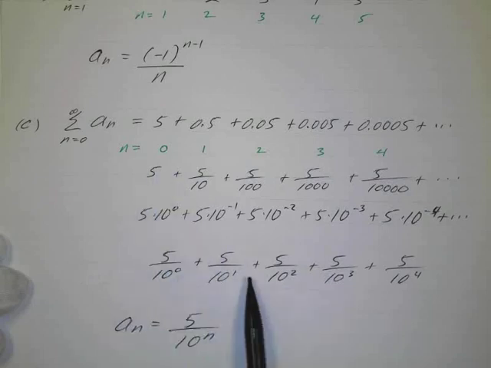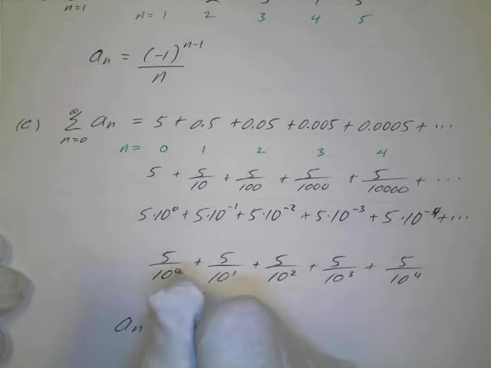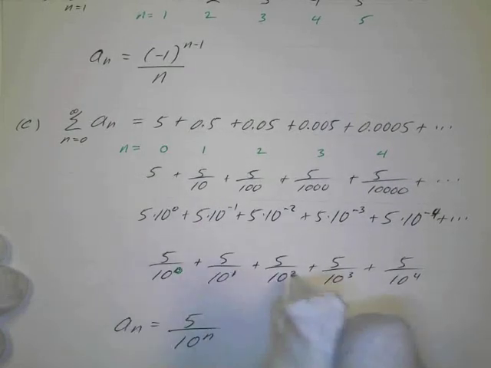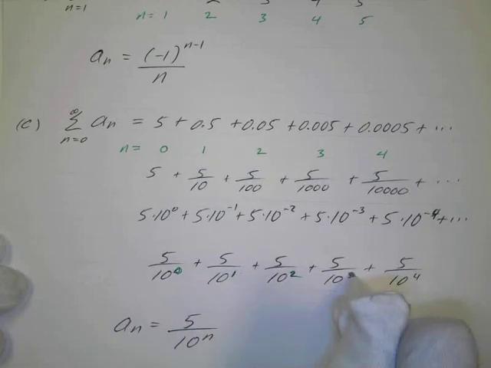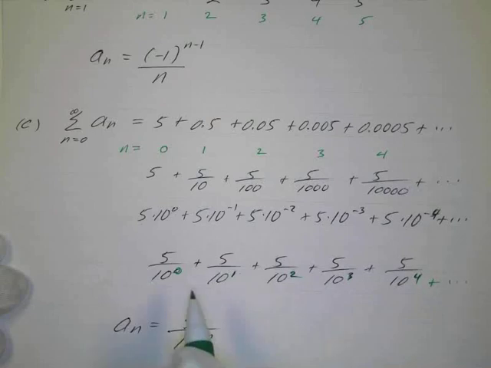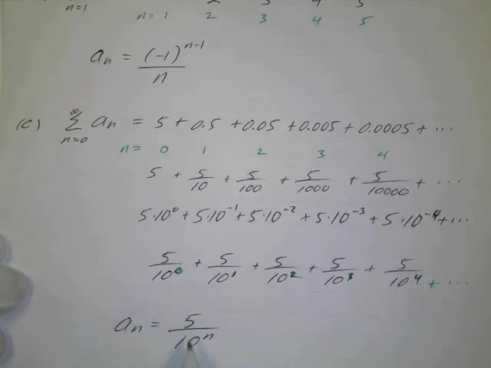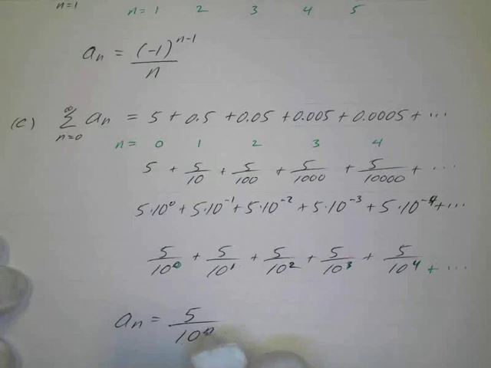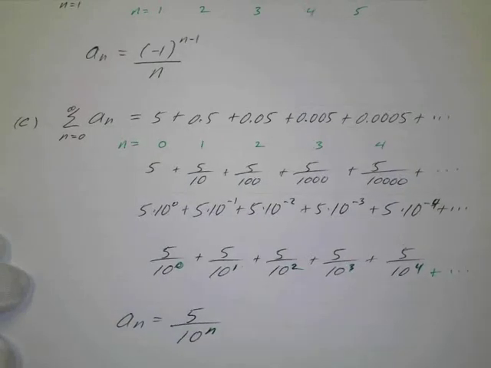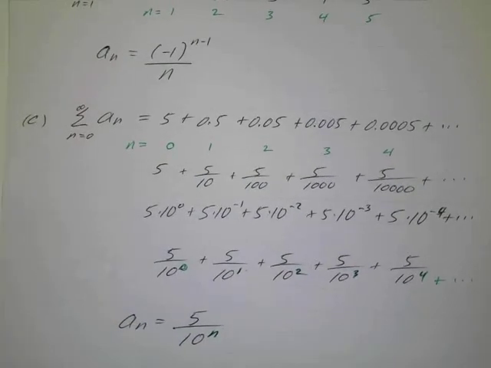This looks like n is 0. So there's my n, there's my n, there's my n. I actually could put those in the same color. So there's my n. N is 1, n is 2, n is 3, n is 4. So it looks like it's 5 over 10 to the n. Okay? So you just have to experiment with these, and hopefully you won't have a brain glitch. Otherwise you can get stuck and then you can't figure them out. So it's a lot of inductive reasoning. Okay, hope that helps.